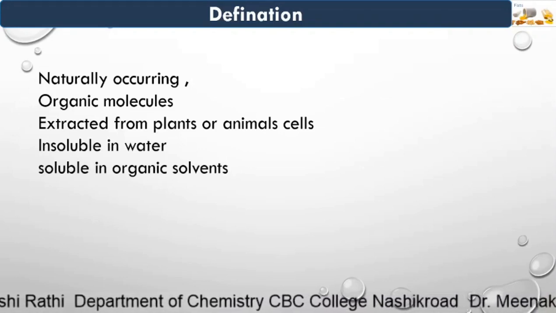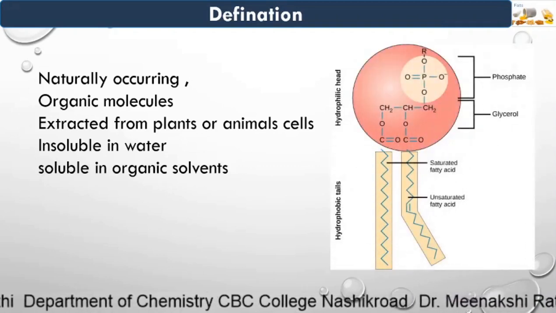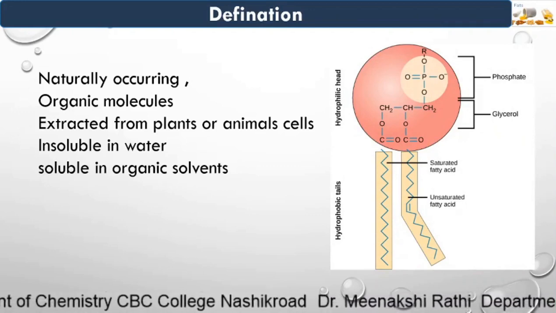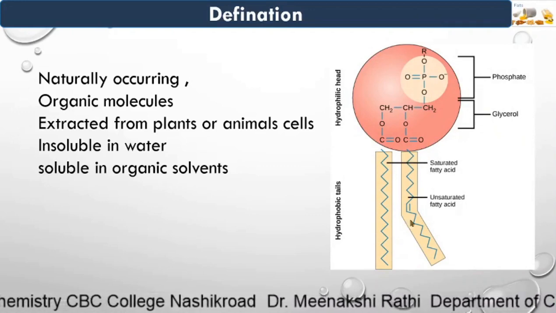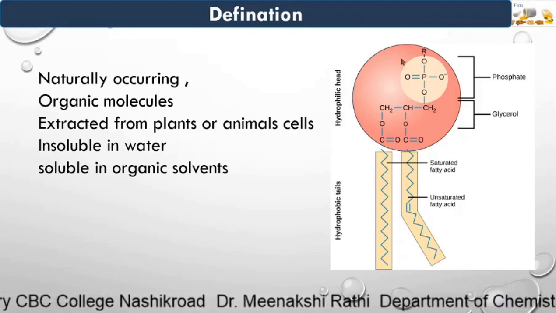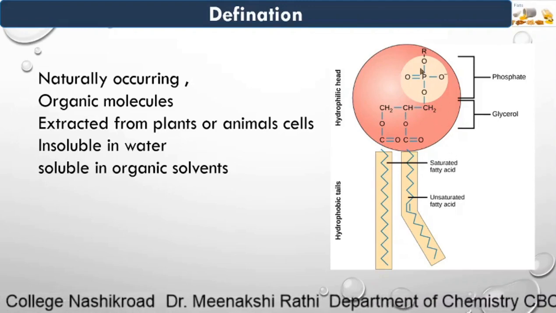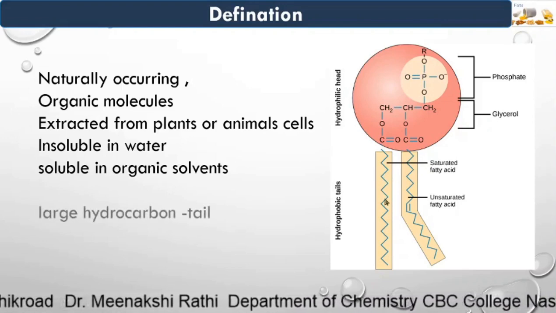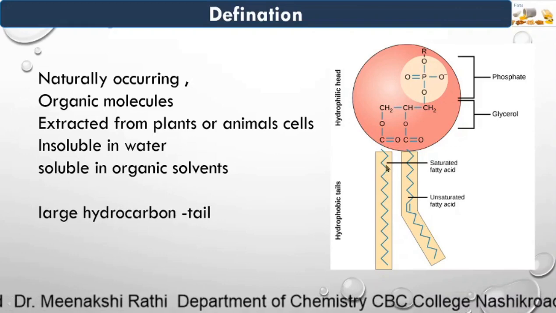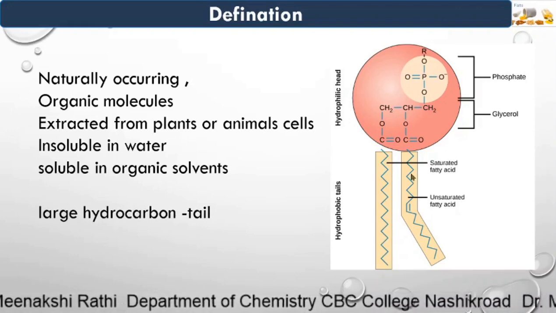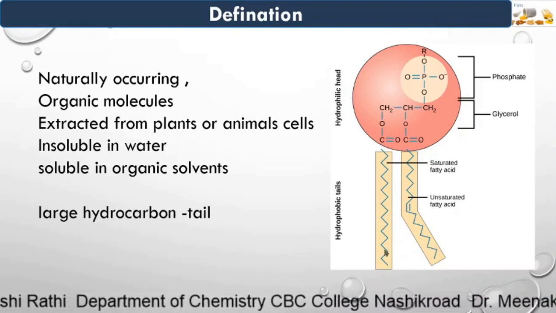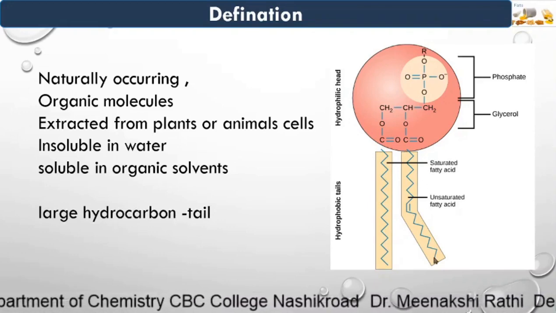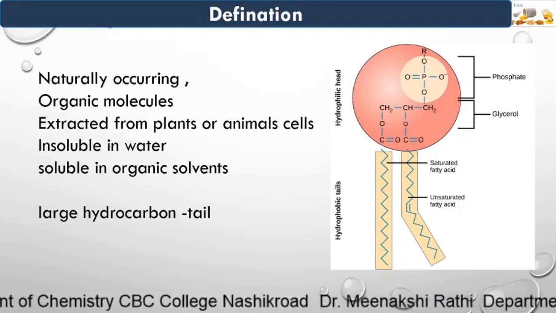The structure of the lipid is mainly like this. See here, in this structure, the lipid molecule has two parts. The lower part is called the tail part and the upper part is called the head part. So, this is head and this is tail. The tail part of lipid is usually made up of a large hydrocarbon chain. This hydrocarbon chain may be saturated, without double bonds, or it may be unsaturated, with one or two or more double bonds.